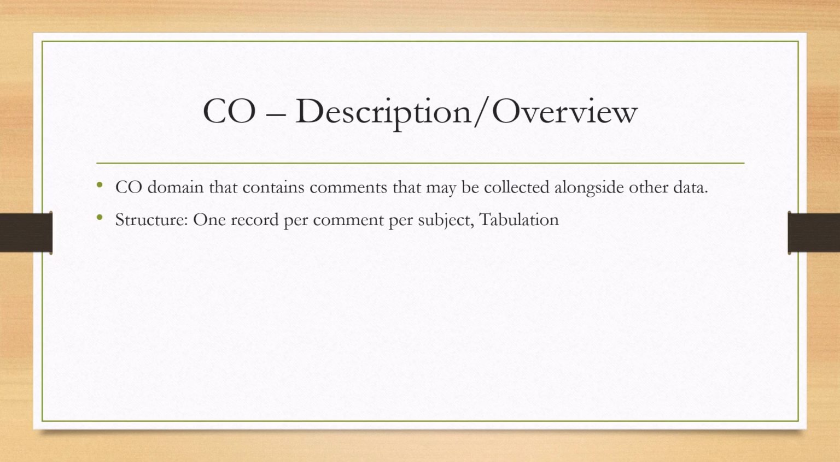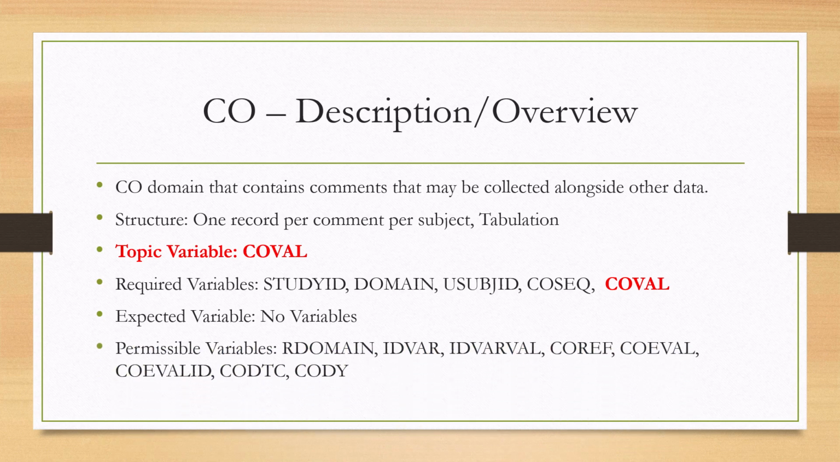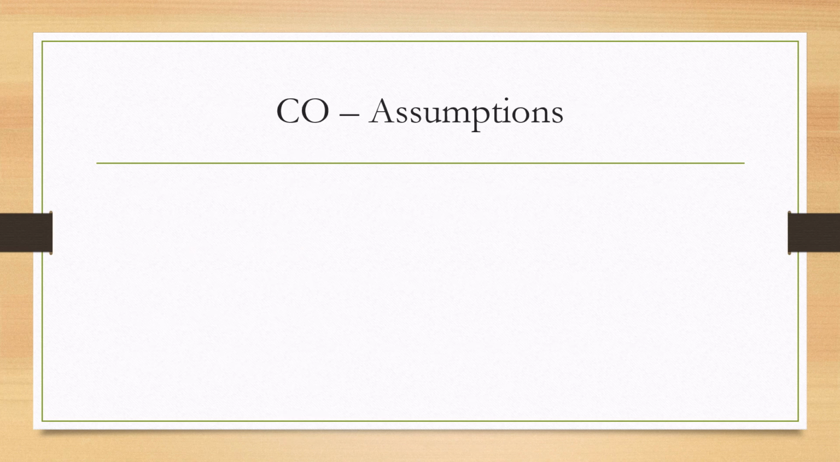The structure of the CO domain is one record per comment per subject. The topic variable will be COVAL. The required variables for this domain are STUDYID, DOMAIN, USUBJID, COSEQ, and COVAL. There are no expected variables in this domain. The permissible variables for the CO domain are RDOMAIN, IDVAR, IDVARVAL, COREF, COEVAL, COEVALID, CODTC, and CODY. Now let's talk about the CO assumptions.